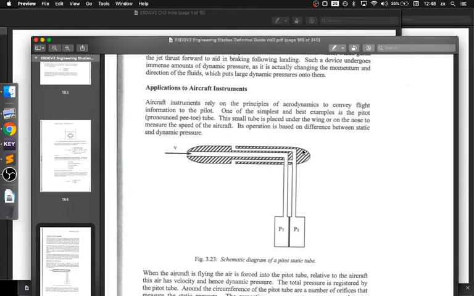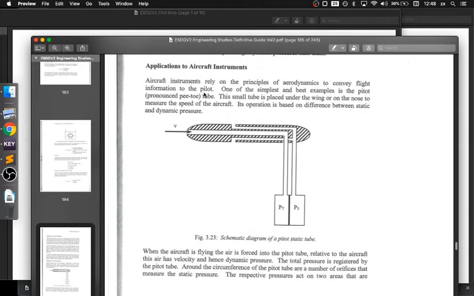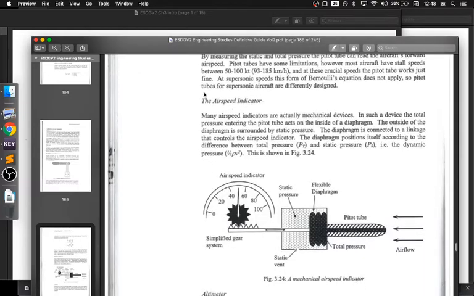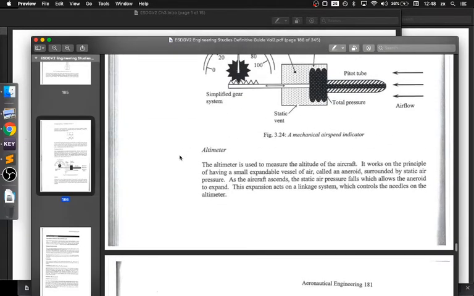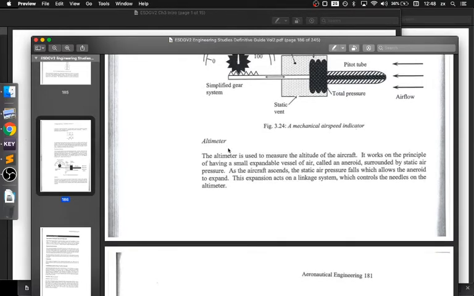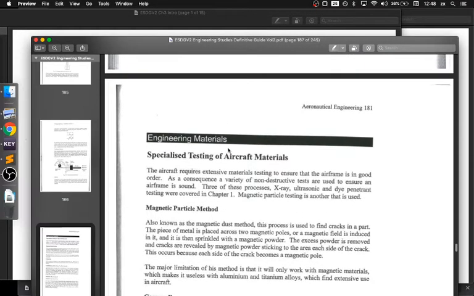The main thing that we look at is the applications of aeronautical instruments. Specifically, we look at pitot tubes, which is how we get airspeed indicators, and then altimeters, which tell us how high the plane is, what the altitude of the plane is.